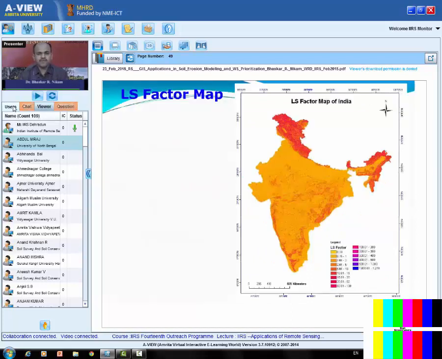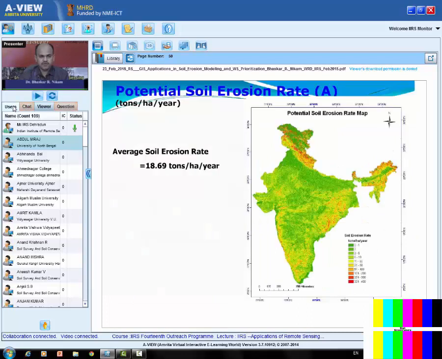So we have calculated the slope length and the entire LS factor for the entire country, and the average soil loss for the entire country we have calculated, and you can see the average soil loss of entire India comes to around 18.69 tons per year per hectare.